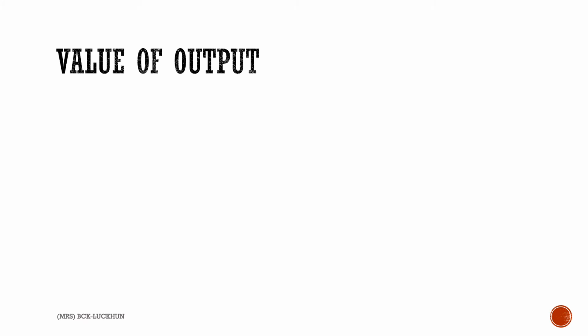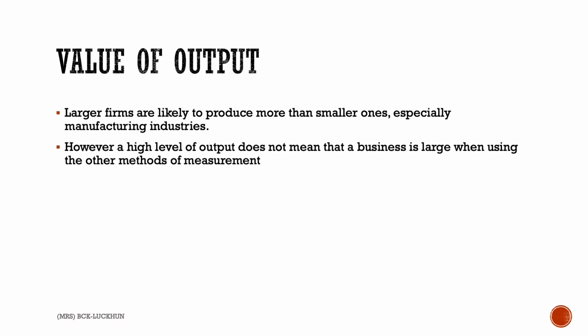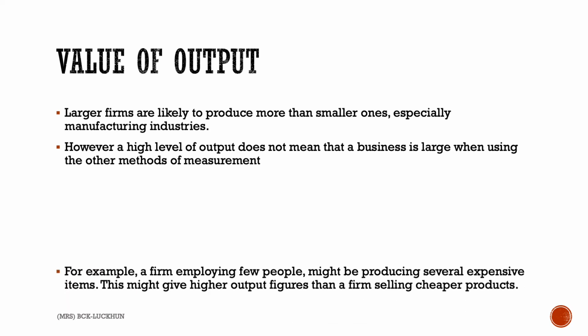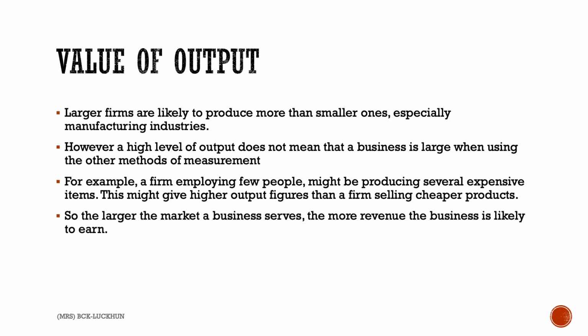The next measure is the value of output. Larger firms are likely to produce more than smaller ones, especially manufacturing industries. However, a high level of output does not mean that a business is large when using the other methods of measurement. For example, a firm employing few people might be producing several expensive items. This might give a higher output figure than a firm selling cheaper products. So, the larger the market a business serves, the more revenue it is likely to earn.